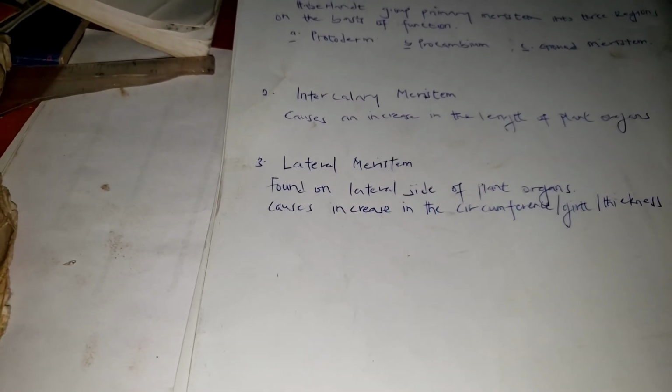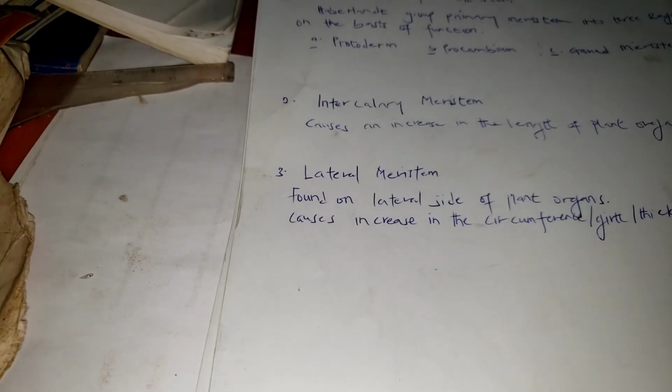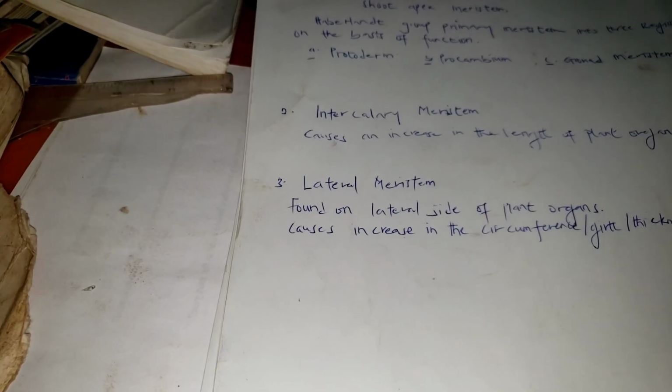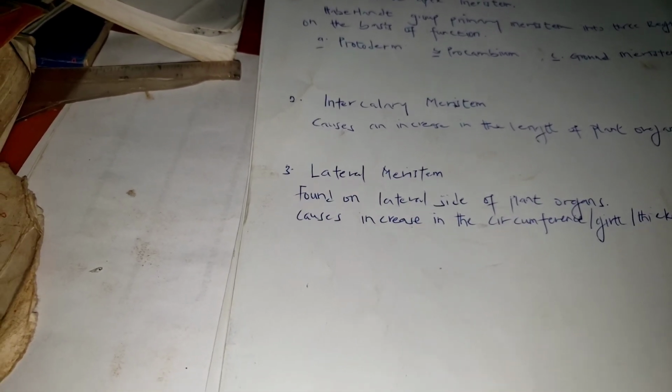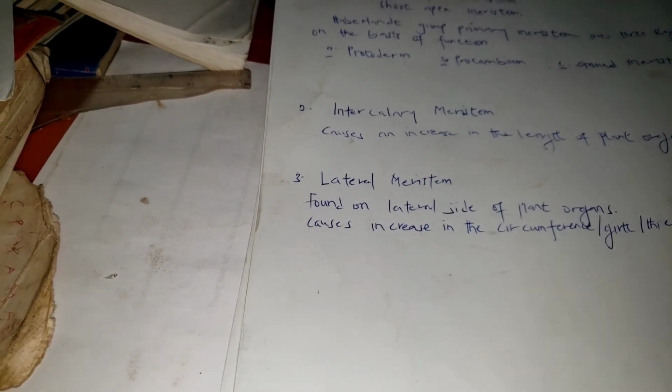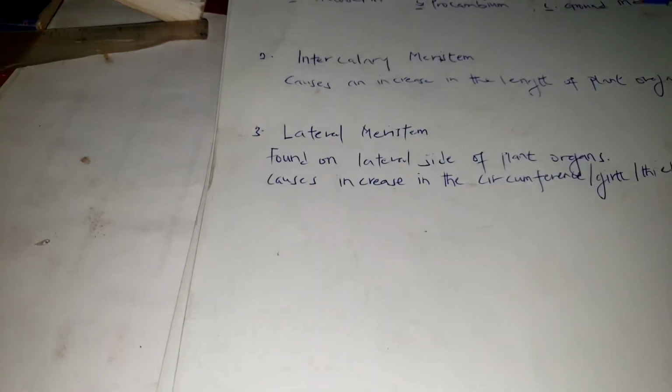The last group of meristems based on location is the lateral meristem. When you are playing football, you have some players that are on the lateral sides. Likewise, the lateral meristems are found on the lateral side of the plants. That's where they are located, and their activity results in an increase in the circumference, or the girth, or the thickness of the plant's organs.